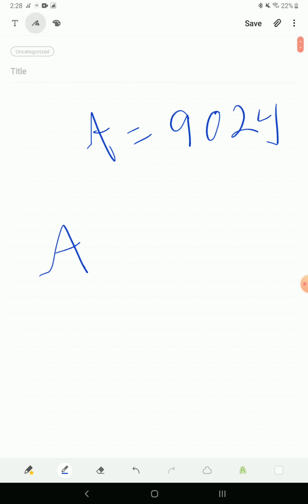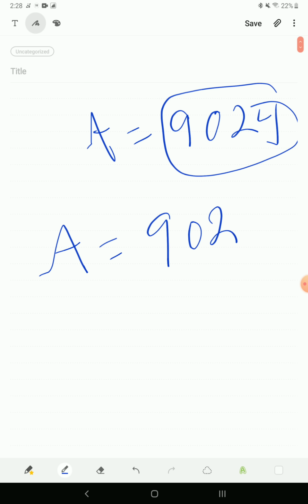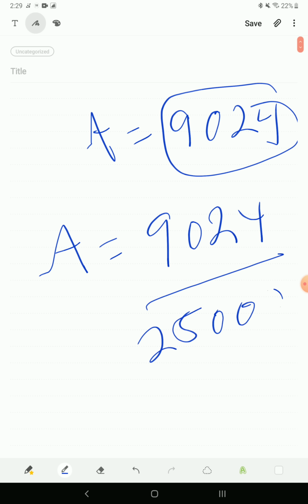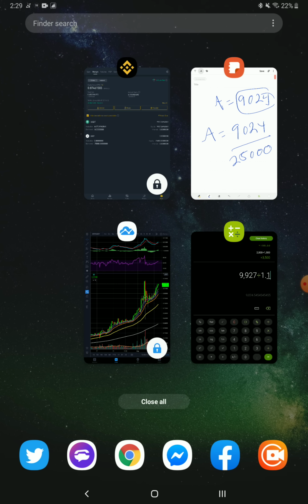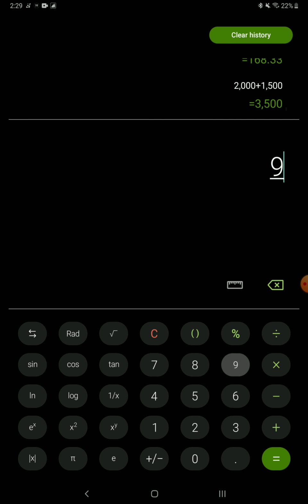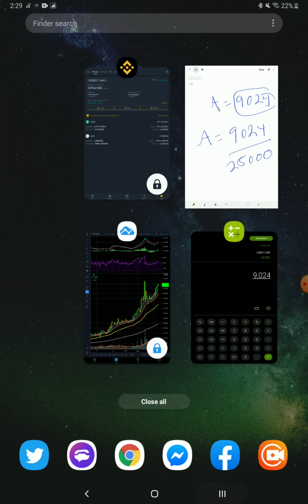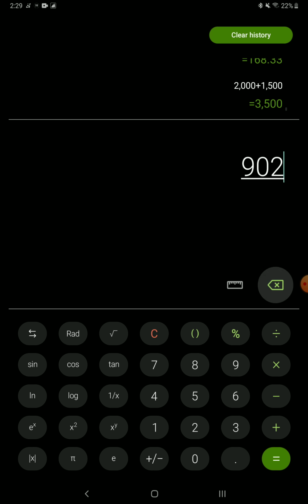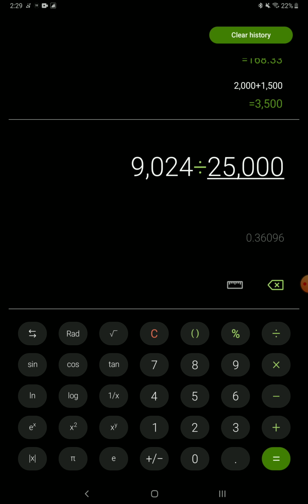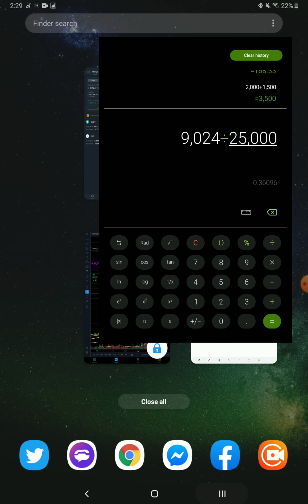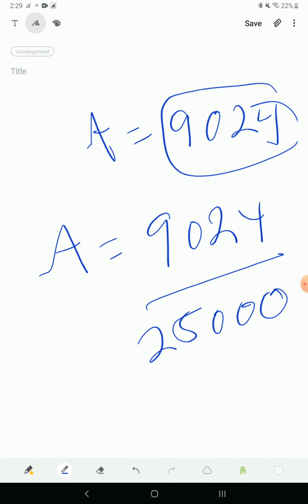But that number, you've got to divide by 25,000. Remember, because I got 25,000 coins. So now what does that work out to? 90.24 divided by 25,000. It only needs to reach 36 cents. Holy shit!